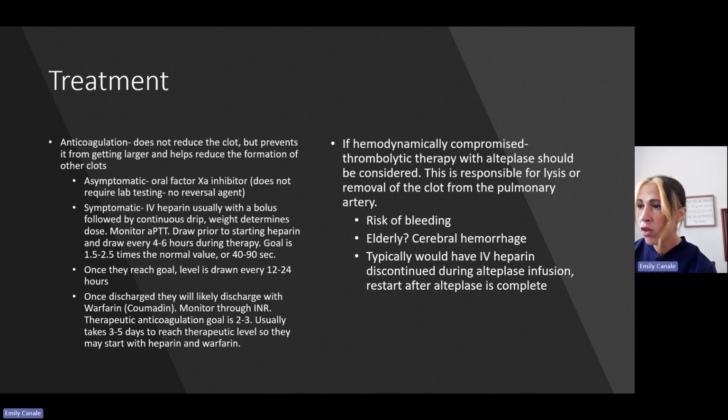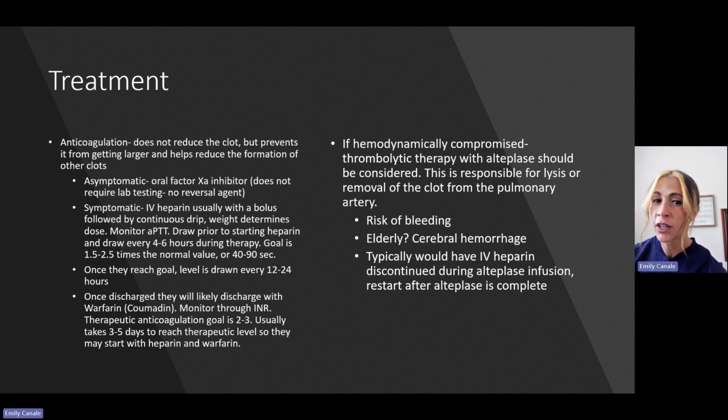Once they're stable, these patients are actually maintained on anticoagulation for at least 3 months, typically after they're discharged. So then they would be going home though with like low molecular weight heparin. So maybe like warfarin, like the other name is Coumadin. Therapy is monitored, and that is monitored with the INR. So we would want their INR to get to 2 to 3, and it usually does take 3 to 5 days to reach that therapeutic level. So initially, they're prescribed heparin and warfarin concurrently so that we can get them more therapeutic.